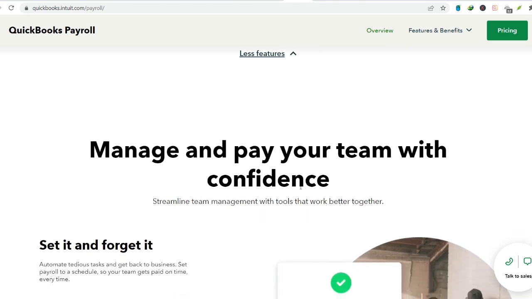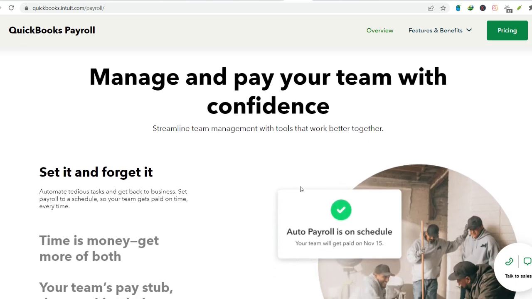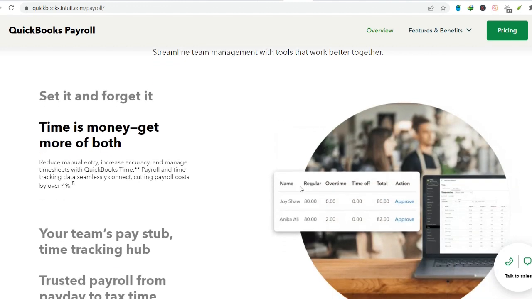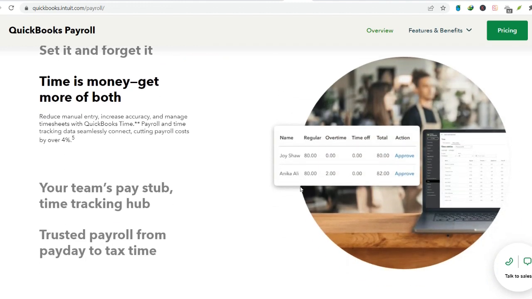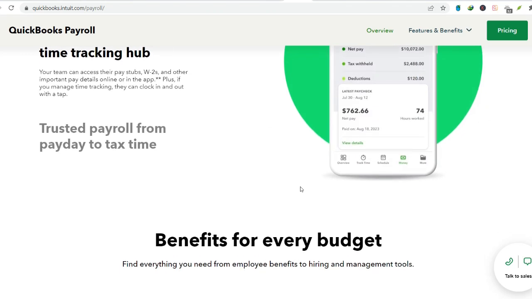Recording payroll manually might seem daunting at first, but with practice, it becomes second nature. Whether you're using journal entries or third-party services like ADP, QuickBooks Online Canada gives you the flexibility to keep your books in order while staying compliant with Canadian regulations.